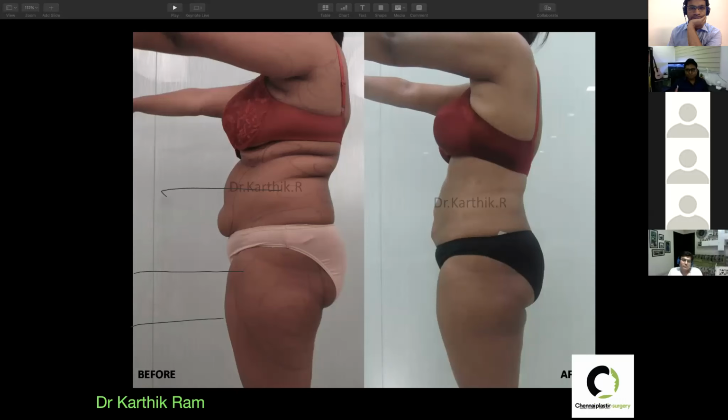When you select these kinds of patients, they should be highly motivated, understand the pros and cons of liposuction very well, and be ready for dieting and exercising post liposuction. Only then should you select these patients. If they come and say, "Doctor, I'm very busy, I don't have time to do diet and exercise," never ever take them for surgery. They have to clearly understand the pros and cons.